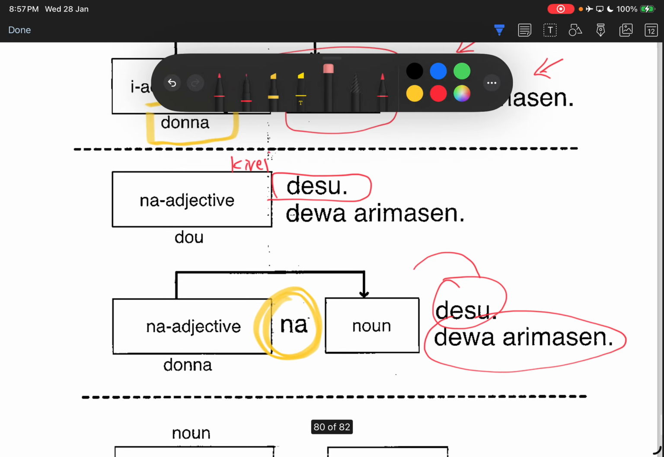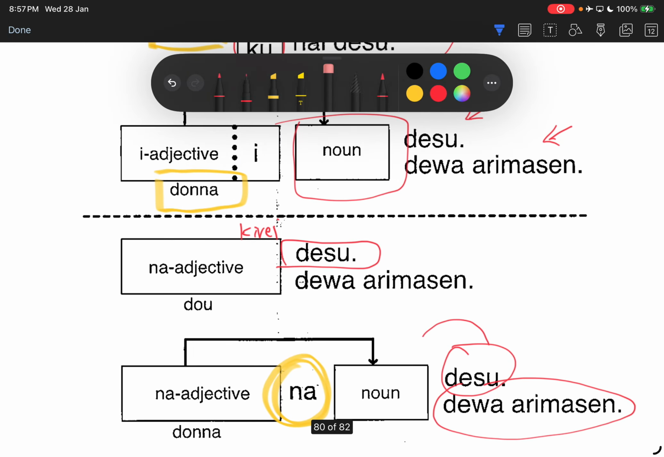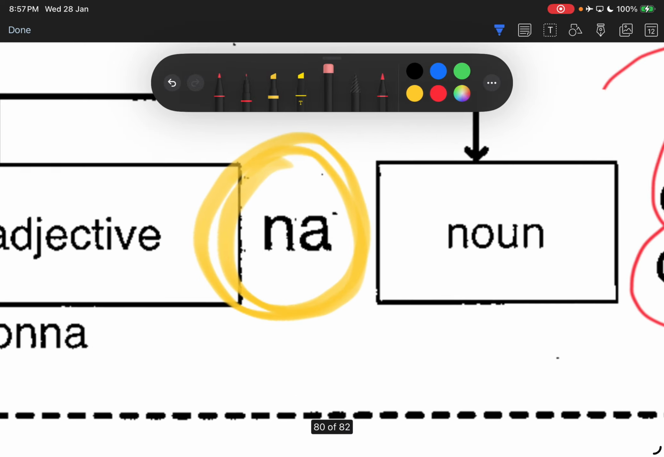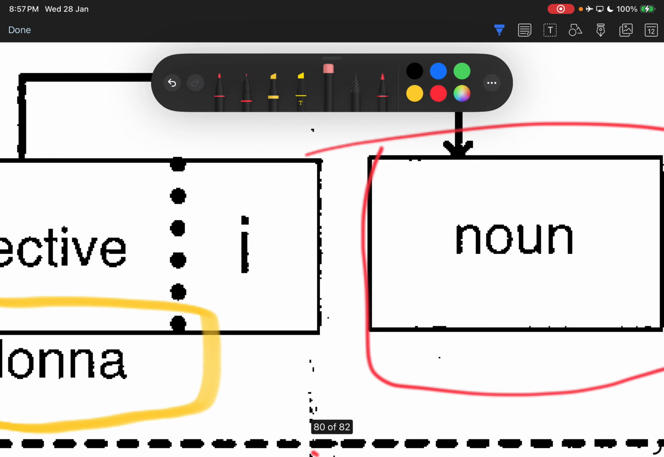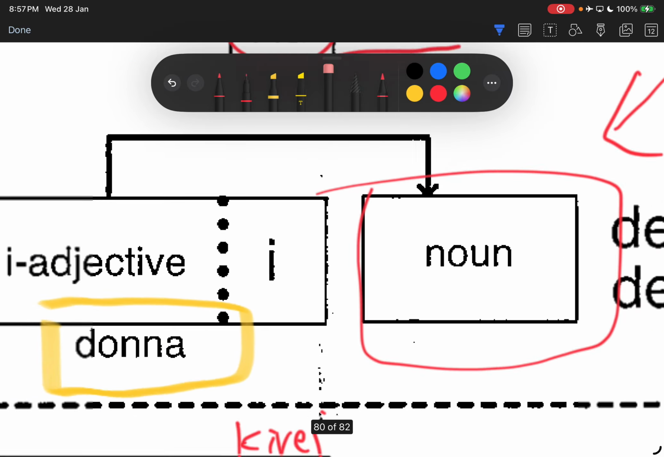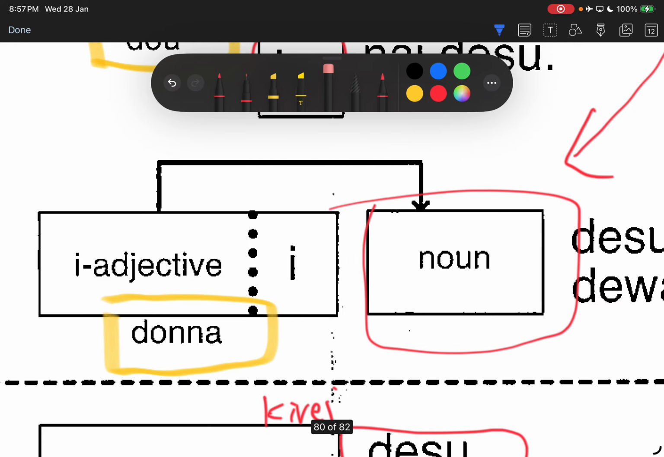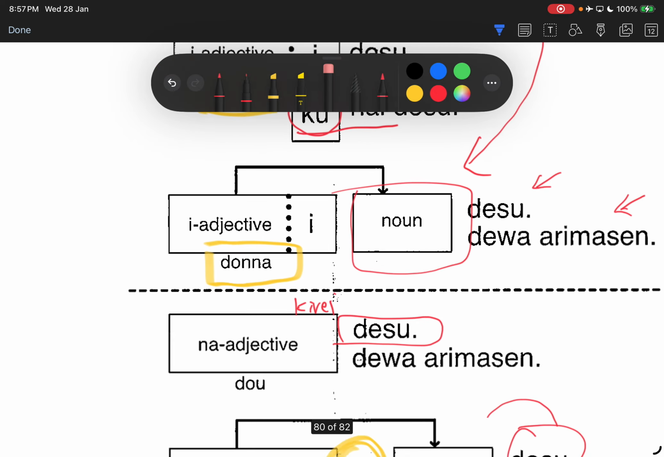The only thing different between i adjective and na adjective is that forming the negative is different. And when putting the adjective in front of the noun, for na adjective we need to have this na. For i adjective, we don't need to put anything. We just use the i. 暑いSingapore. Right? We don't need to add or change anything. Just put it.